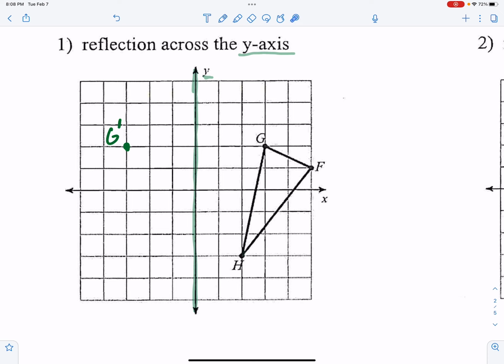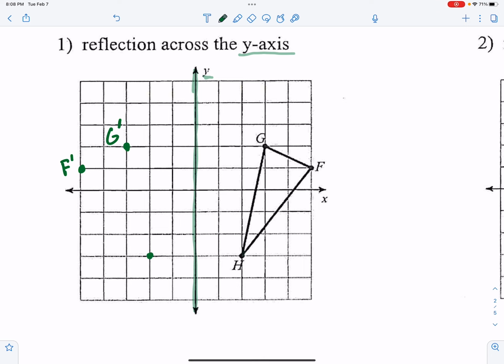Then I do the same thing with F. How many steps to the mirror? 1, 2, 3, 4, 5. Continue. 1, 2, 3, 4, 5. And we have F prime. Finally with H prime. 1, 2, 1, 2. Points right here.